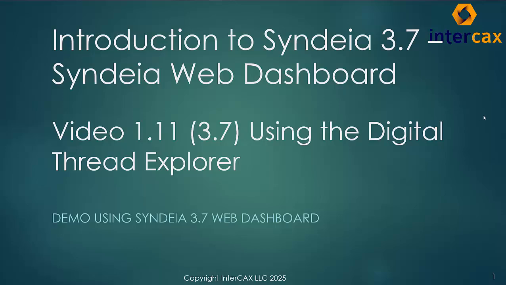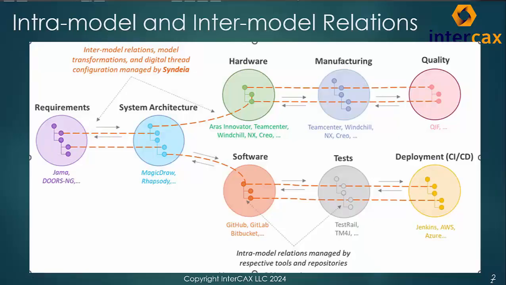In this video, we will demonstrate an interactive visualization, the Digital Thread Explorer, that is part of the Syndeia web dashboard. As a reminder, the digital thread is comprised of the federated models created in the development and deployment of complex systems. Relations are of two types: the intra-model relations within each model, managed by the individual model repository, and the inter-model relations, created and managed as part of a digital thread project by Syndeia.